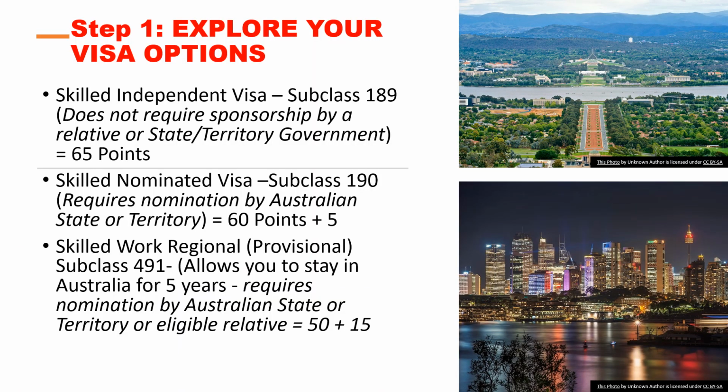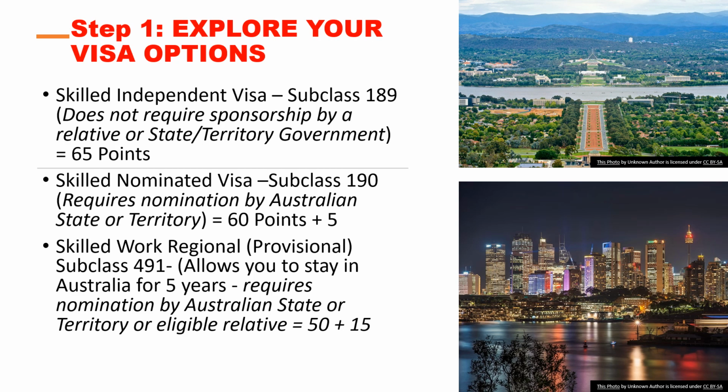Explore your visa options. It is important to identify the visa type you want to apply for as it will affect your point score. With skilled migration as your pathway, there are 3 subclasses of visa: subclass 189, subclass 190, and subclass 491. With the skilled independent visa, subclass 189, sponsorship by a relative or state or territory government is not required. In terms of points, you are required to have at least 65 points.